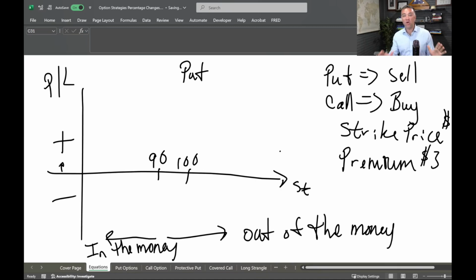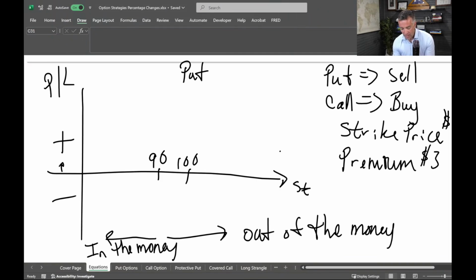So the stock price can go to whatever price. And what I want to do here is I'm going to show you the profit loss of the buyer and the seller. So we'll do the buyer first. It's really easy to think about. The buyer, if they purchase, well, what is it going to cost them? It's going to cost them $3. That's the cost of it.